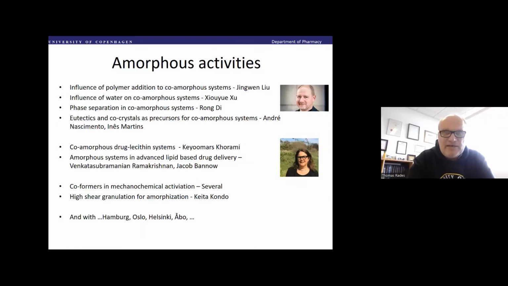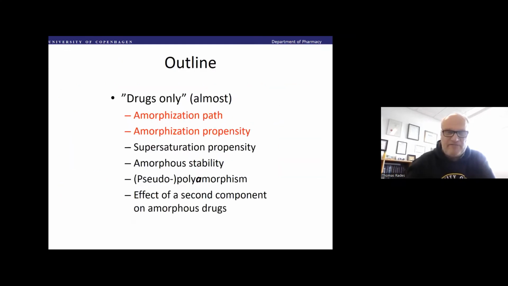I'm not saying this to say we're doing so much. I'm saying this because I think that this amorphous field and research in amorphous systems is actually sort of a stronghold in the Nordic area of the world, and also a lot of NordicPOP members are part of these activities, and much of this work is done collaboratively. But now I'm talking only about drugs.